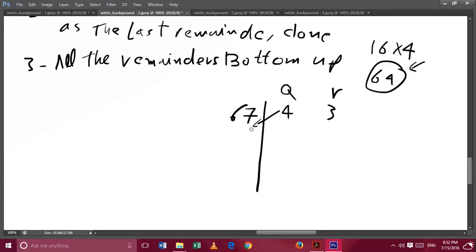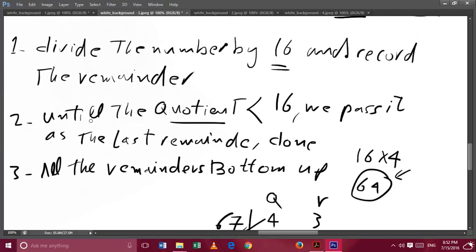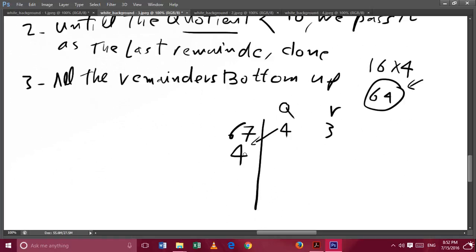We always pass the quotient. So quotient goes here and then we divide by 16. But remember, we keep doing this process until the quotient is less than 16, which is this case: 4 is less than 16. Then we pass it as the last remainder and then we are done. All the remainders from the bottom up are our hexadecimal representation.